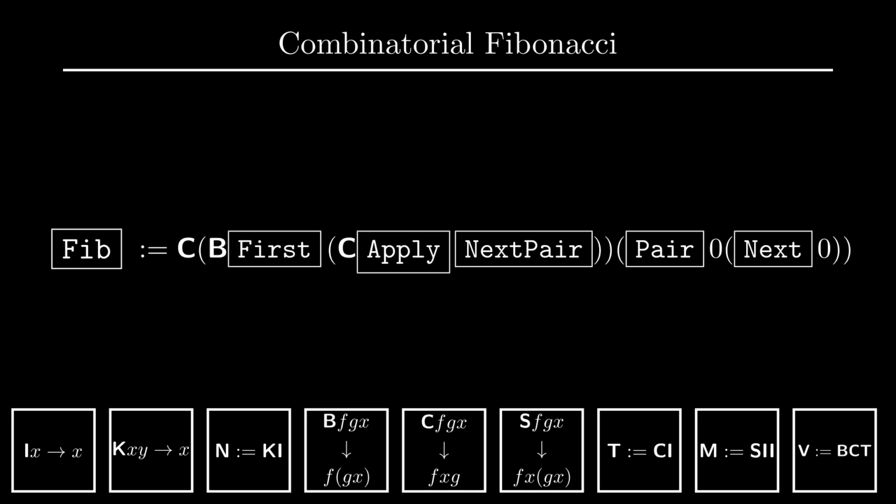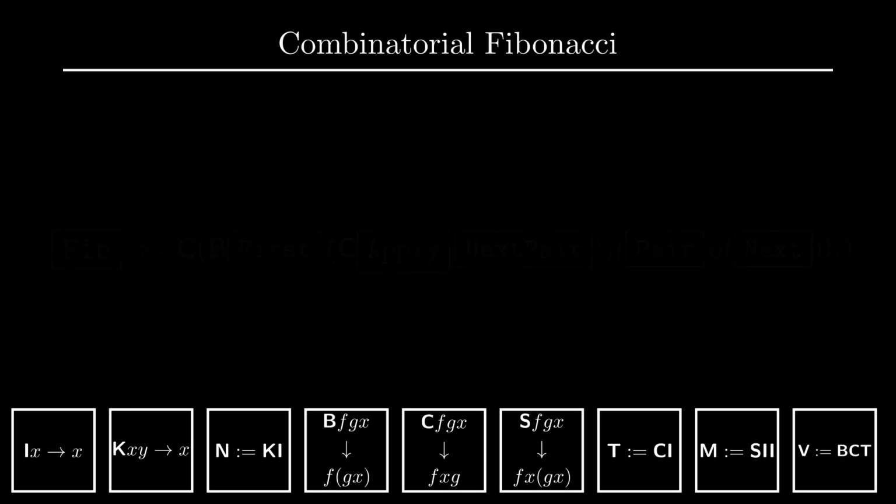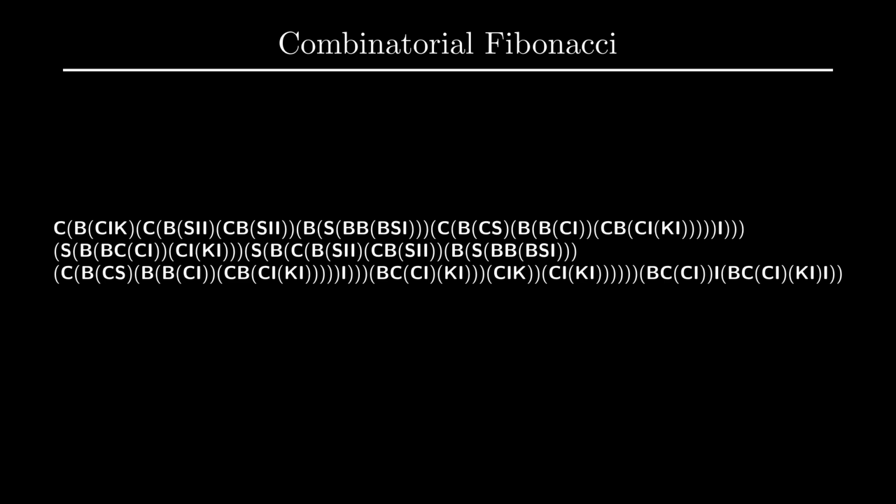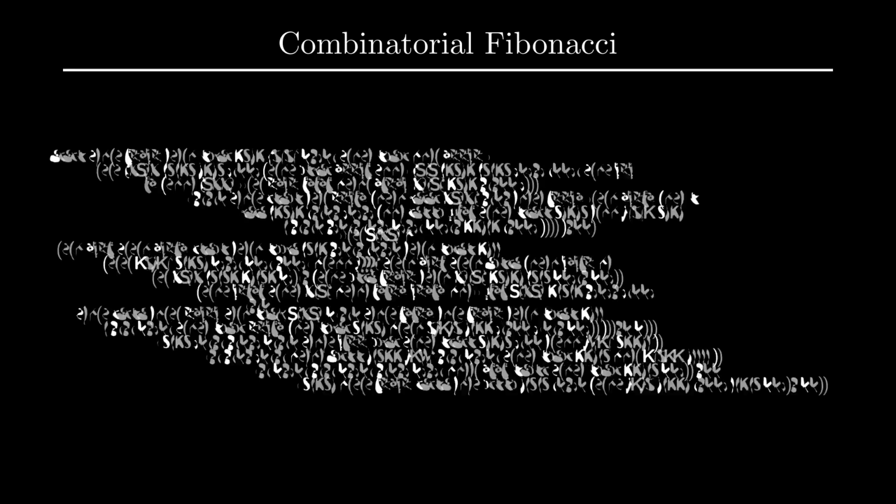So that is it. Each of the functions first, apply, next pair, pair, and next, have a very specific definition in terms of the combinators S, K, I, B, and C, and other functions or combinators like T and N. But these other functions and combinators are also ultimately defined in terms of the combinators S, K, I, B, and C. So at the end of the day, fib is defined in terms of the combinators S, K, I, B, and C. But that's not all. Since the combinators I, B, and C may each be written in terms of S and K only, the program fib may be written in terms of the S and K combinators only.